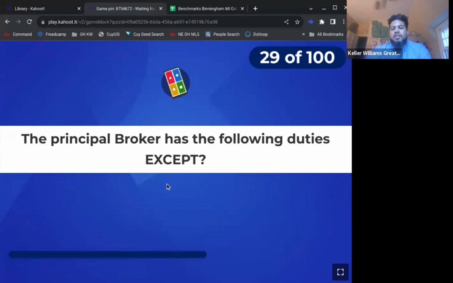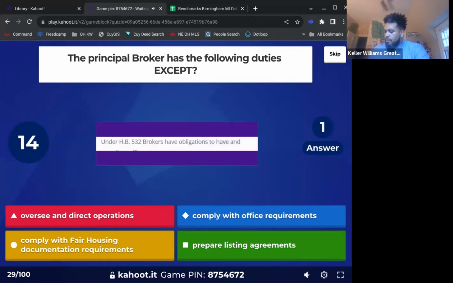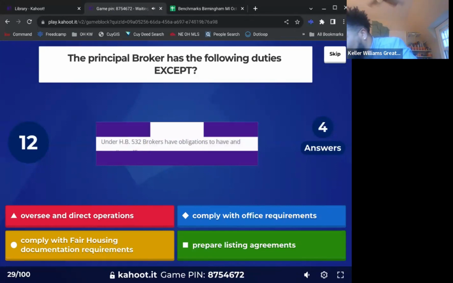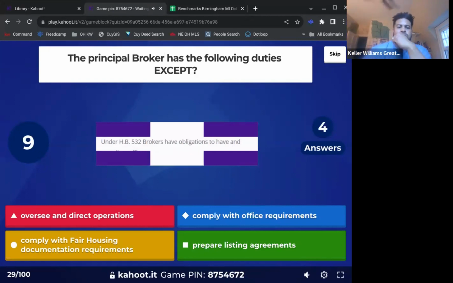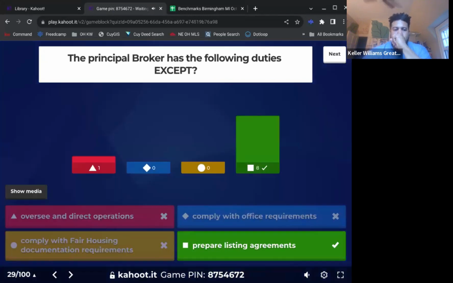The principal broker has the following duties except... Good job. They definitely have to oversee and direct operations, but prepare listing agreements is not one of their duties.